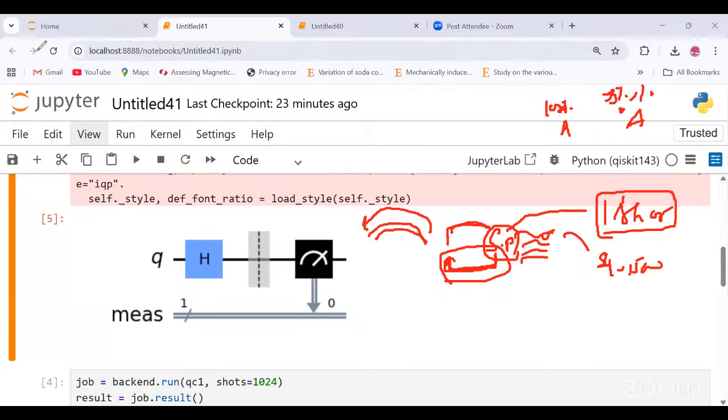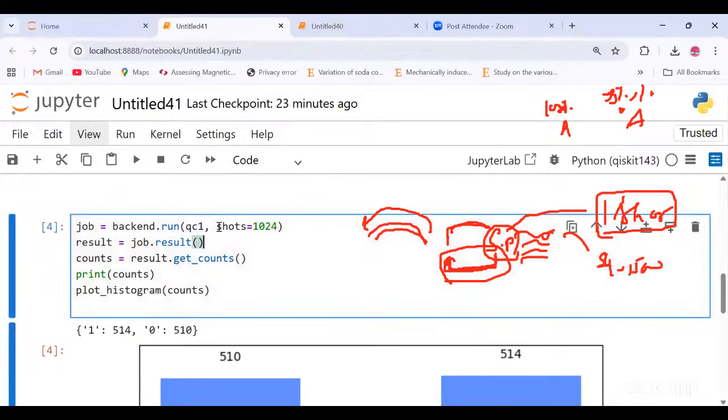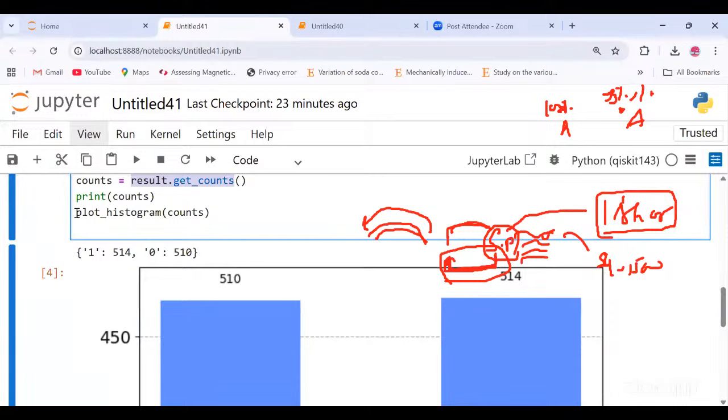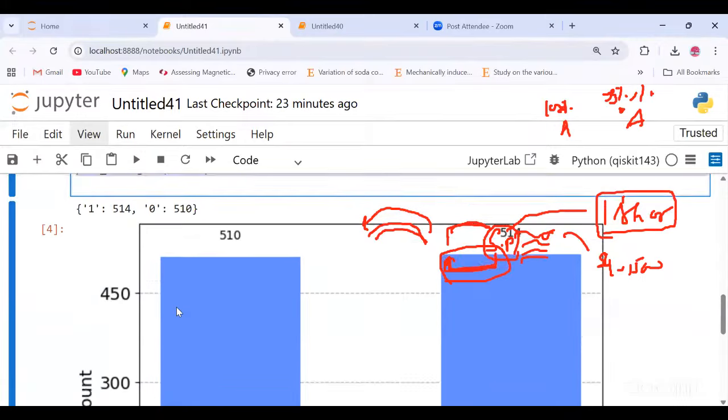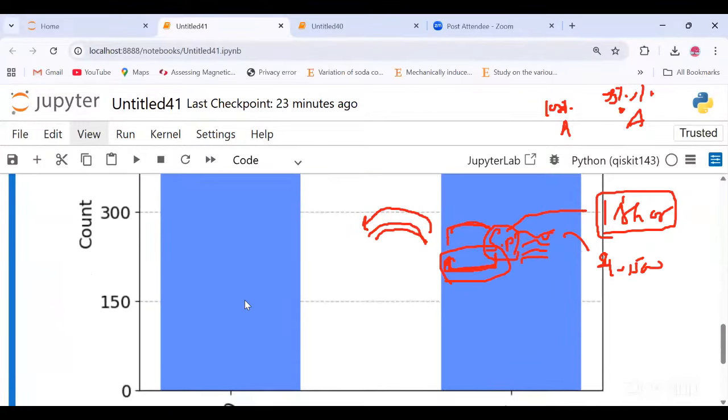The same thing we have done here. We have run the job. We have run the circuit QC1 with shots of 1024 times. That means we have run this circuit about 1000 times and we are following the results and counts. We are taking the results and counts in the form of a histogram. These are the commands we are doing, and here the histogram is coming.